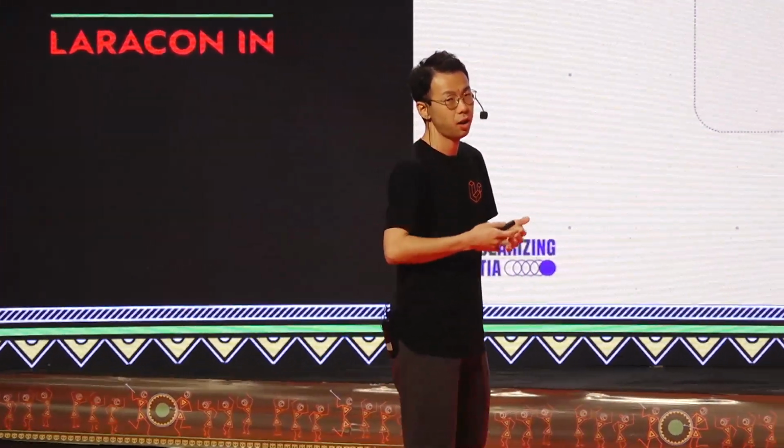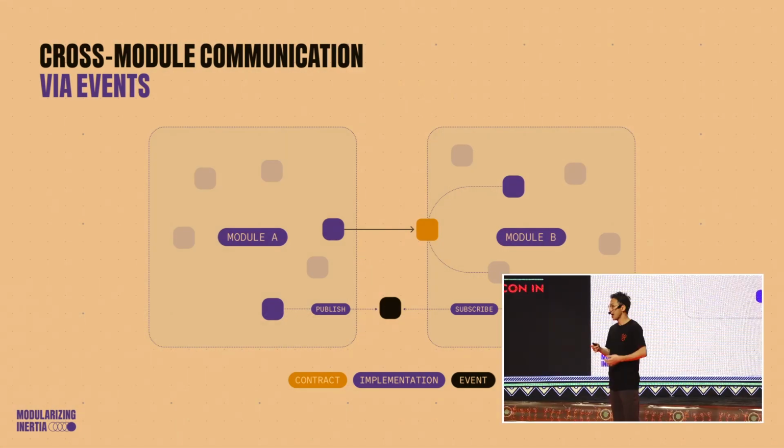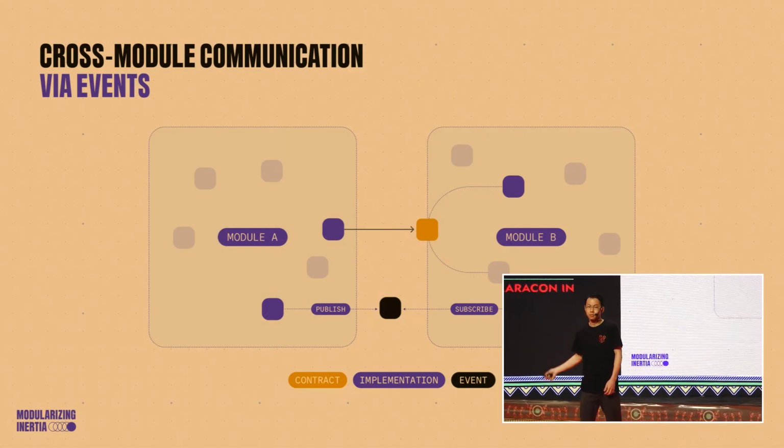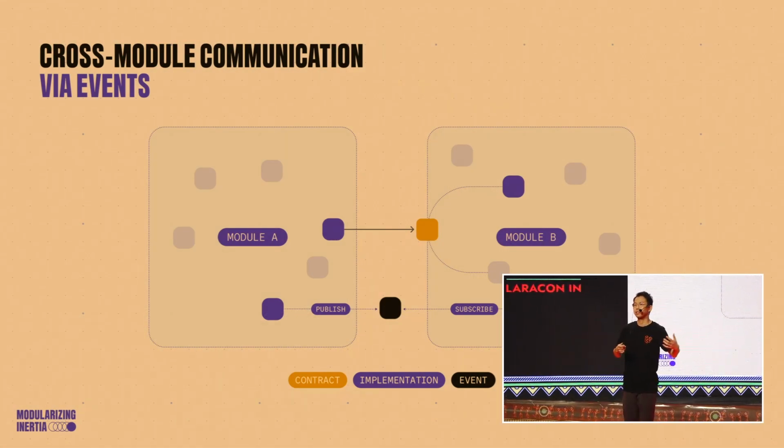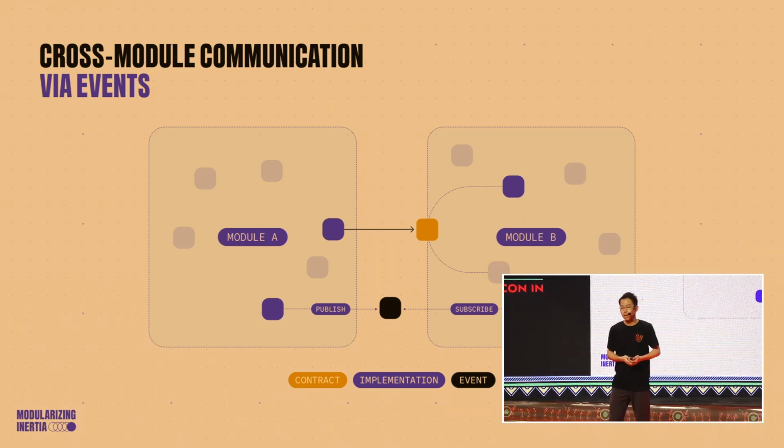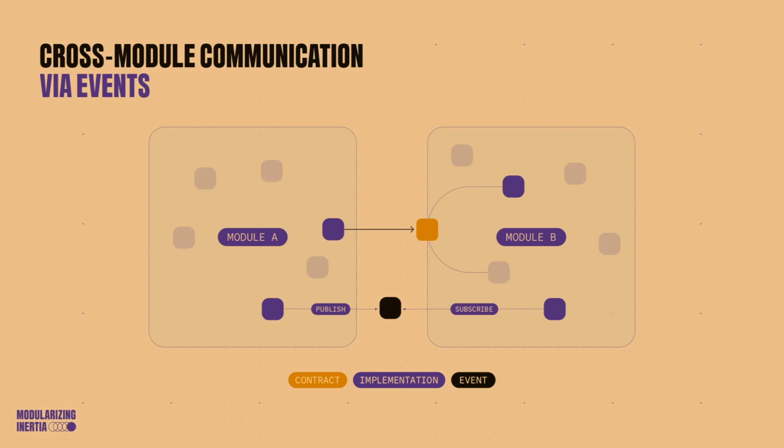Modules also communicate via events. When something happens in module A, it fires an event, and other modules listen to it and do something on it. And module A doesn't have to know how other modules listen to the event and how it handles the event. And in microservices, you need a separate event bus or event stream, such as Apache Kafka. But with modular monoliths, you can just use Laravel's native event system, which is much simpler.